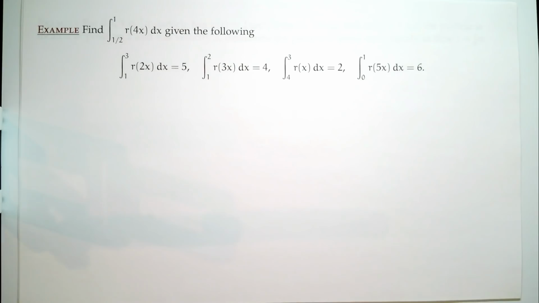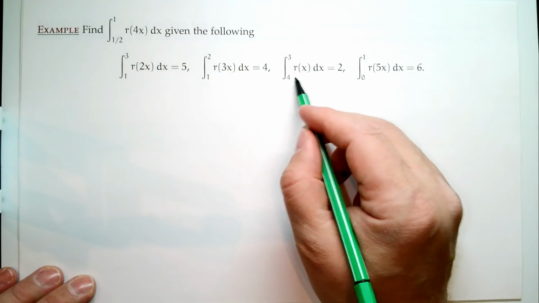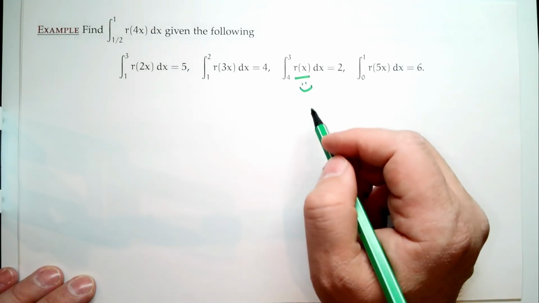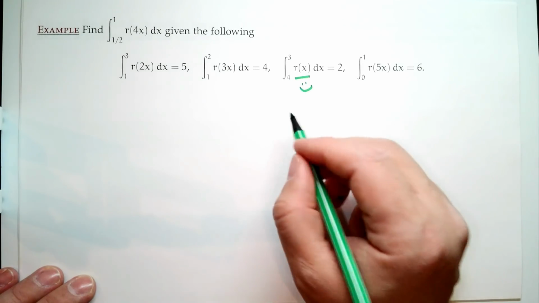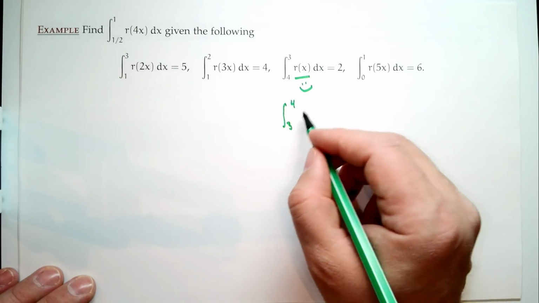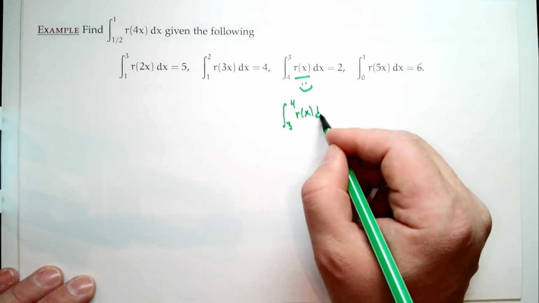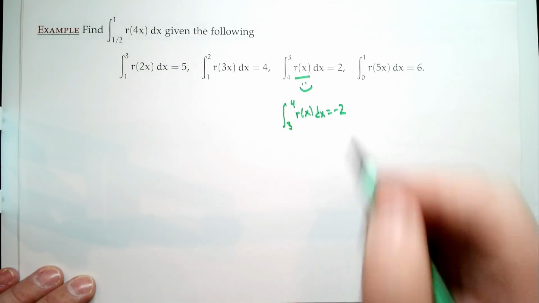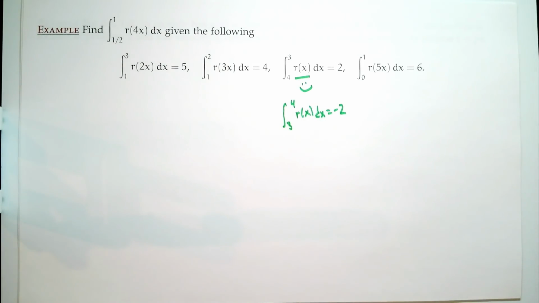Now, how do we go about using this information? Well, somehow we want to make things more compatible. So let's try to get everything in terms of just r of x. So this one is good. We're happy with this one. The only thing is, let's change the bounds. So we can say here, the integral from 3 to 4 of r of x dx is negative 2, because if I swap the bounds, I change the sign of the answer.